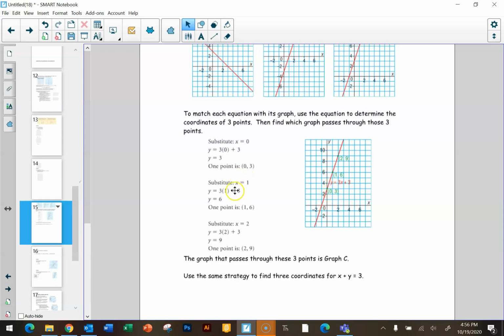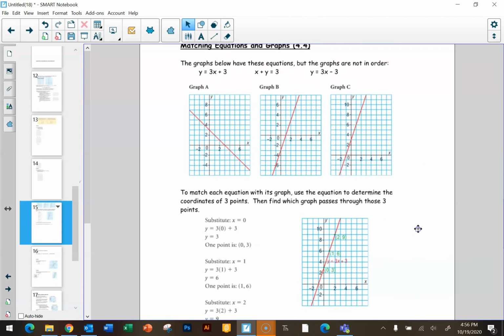Then if we substitute x equals 1, we get 3 times 1 is 3, plus 3 is 6, so we know that it's 1, and then 6. And then we do the same thing with 2, and we get 2, 9. So we see from this graph here, all three of those points are on this line, and if you look up further, that is the same as graph C. So we would say that this one is graph C.